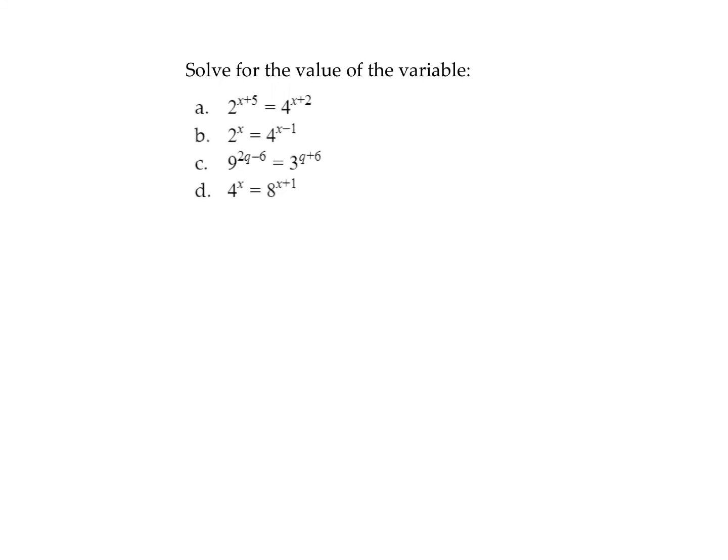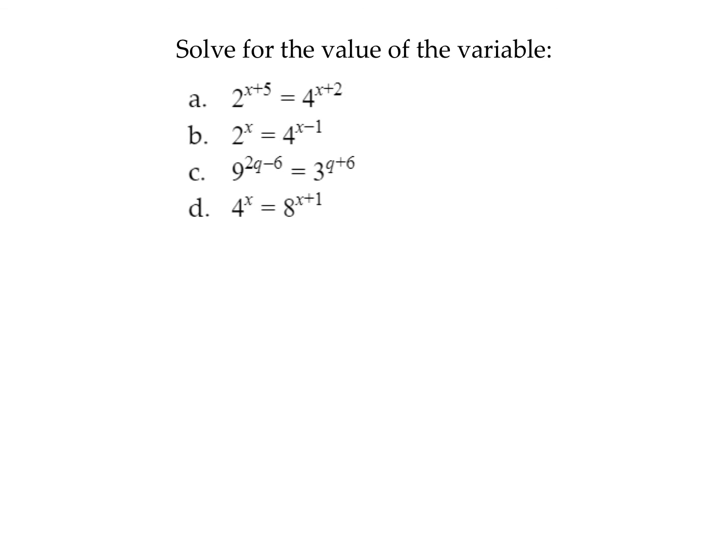And these are just a couple more similar questions. Let's just do, well, we'll just do one. D, I have to change both sides. In A, I only have to change the 4, and B, I only have to change the 4, and C, I only have to change the 9. But D, I have to change both sides. So we'll change 4 to 2 to the 2. We'll change 8 to 2 to the 3.